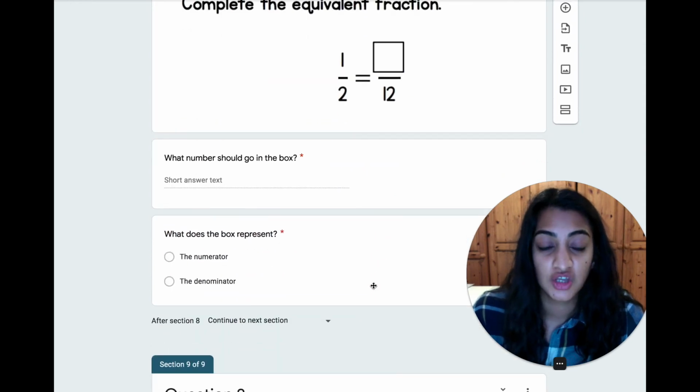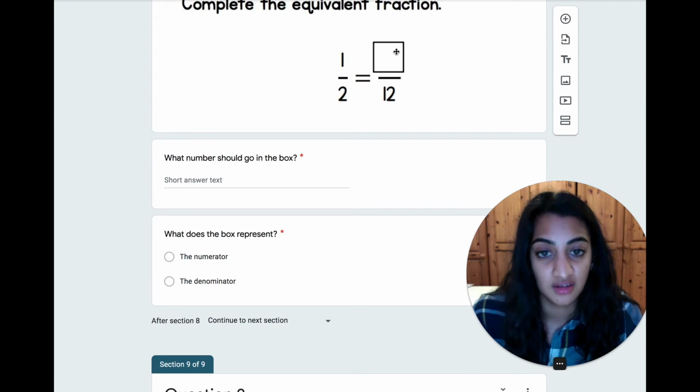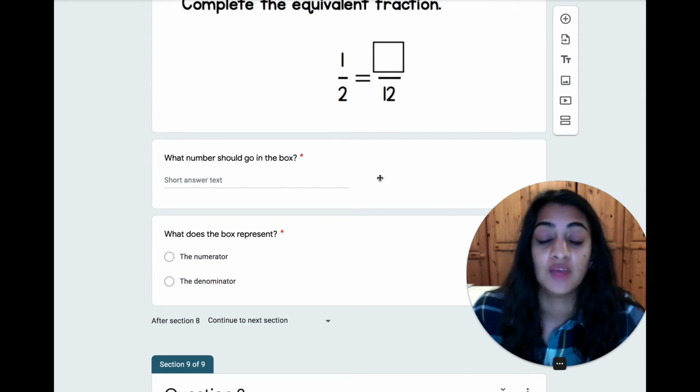The next question was a vocabulary question. It asked me, what does the box represent? Well, I can see that the box is on the top of the fraction, and hopefully most of you remembered that the top of the fraction is called the numerator. So the box in this question represents the numerator.